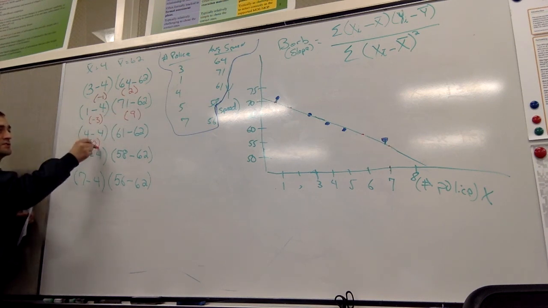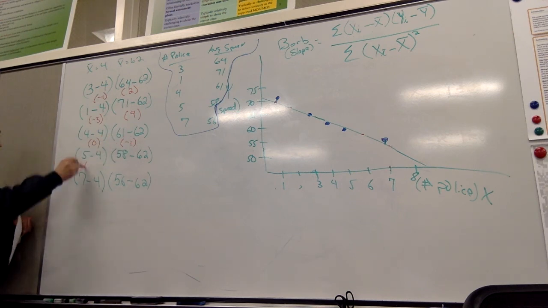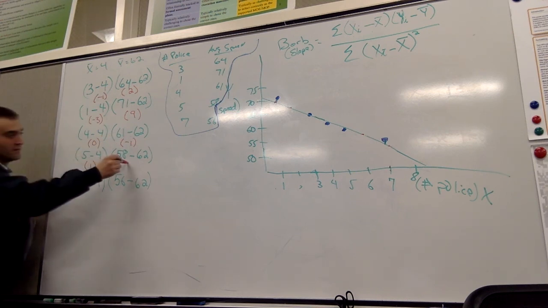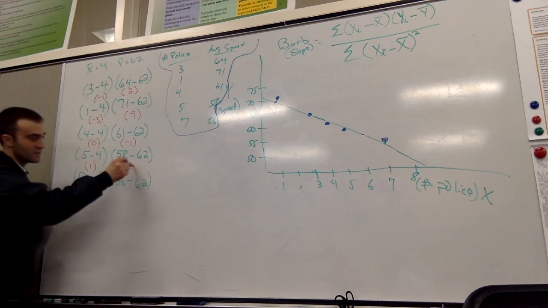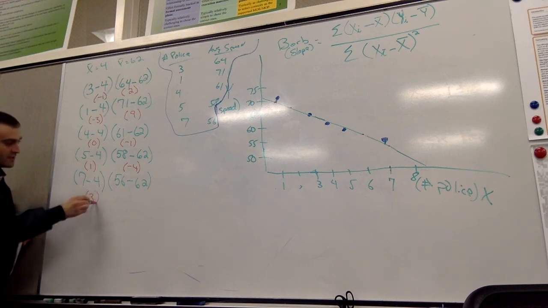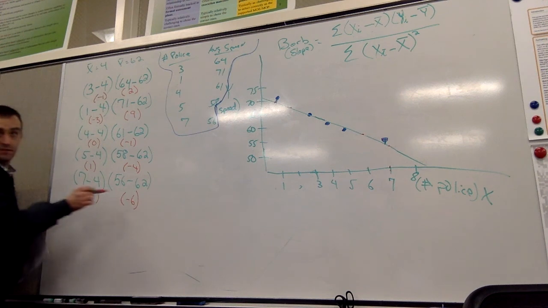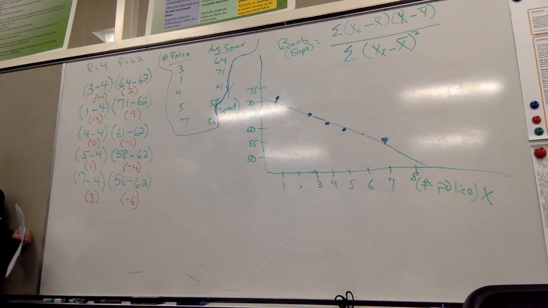4 minus 4 is 0. 61 minus 62 is a negative 1. 5 minus 4 is a 1. 58 minus 62 is a negative 4. And then finally, 7 minus 4 is 3. 56 minus 62 is a negative 6. So that would complete step 2. What we have in red. We took the differences of everything in the parentheses. Questions?